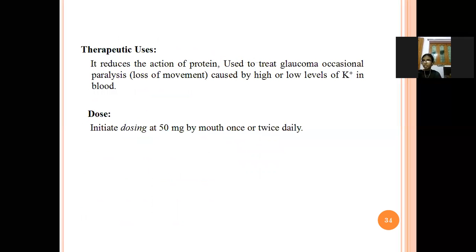Next uses, it is used to reduce the action of the protein which is responsible for the conversion of water and carbon dioxide to bicarbonates, and also used to treat glaucoma. Occasional paralysis, means loss of movement, can be caused by high or low levels of potassium in the blood. And dose, it should be taken 50 mg by mouth once or twice a day.